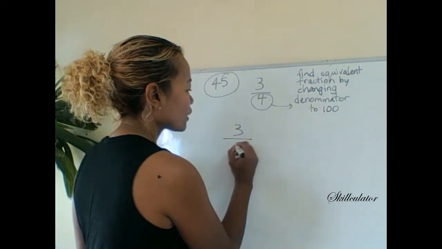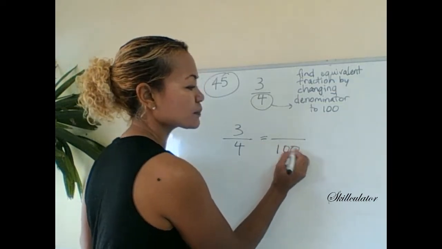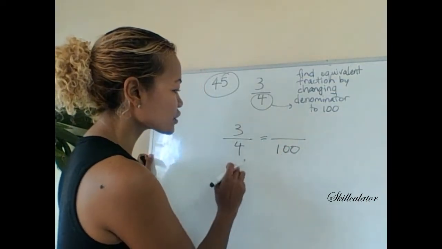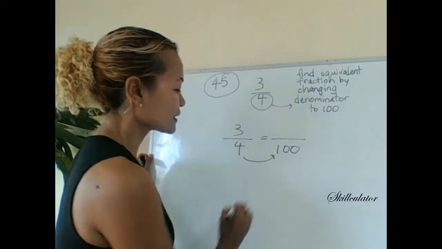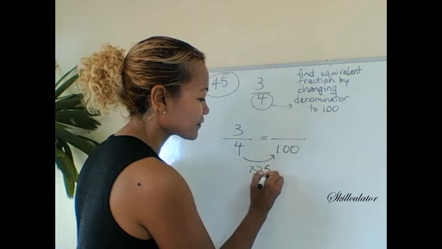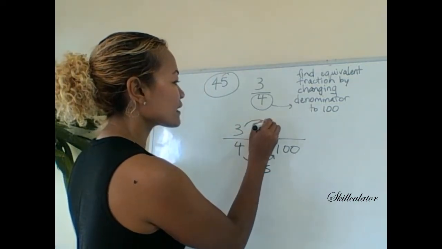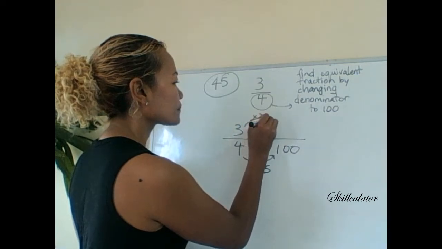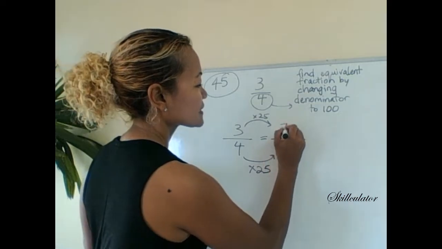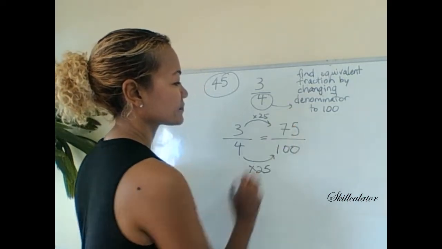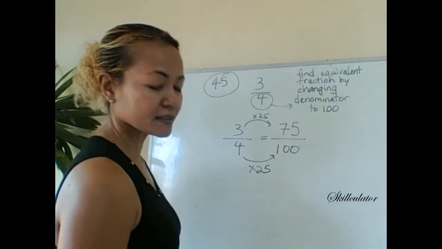So 3 over 4, you know how to find the equivalent fraction. If you know the bottom is going to be 100, you find the relationship between 4 and 100. 4 times what is equal to 100? Times 25, right? So you must do the same thing to the top. 3 times 25 is 75. So now you have 75 over 100.